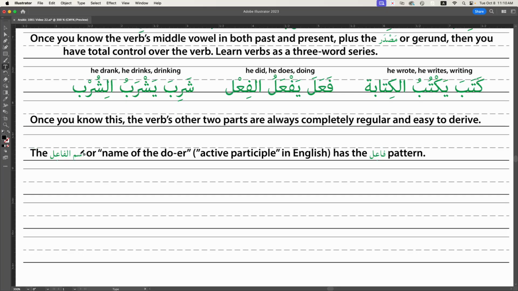The first one is called the ism fa'il, the name of the doer. In English, this is called an active participle, also a phrase you might not know. And it always has the fa'il pattern. And if you've been following along with all these videos, I've already mentioned several times that fa'il is the doer of that action. So al-katib is a writer, a fa'il, a doer, a sharib, a drinker. And these are nouns, and sometimes they're adjectives as well.